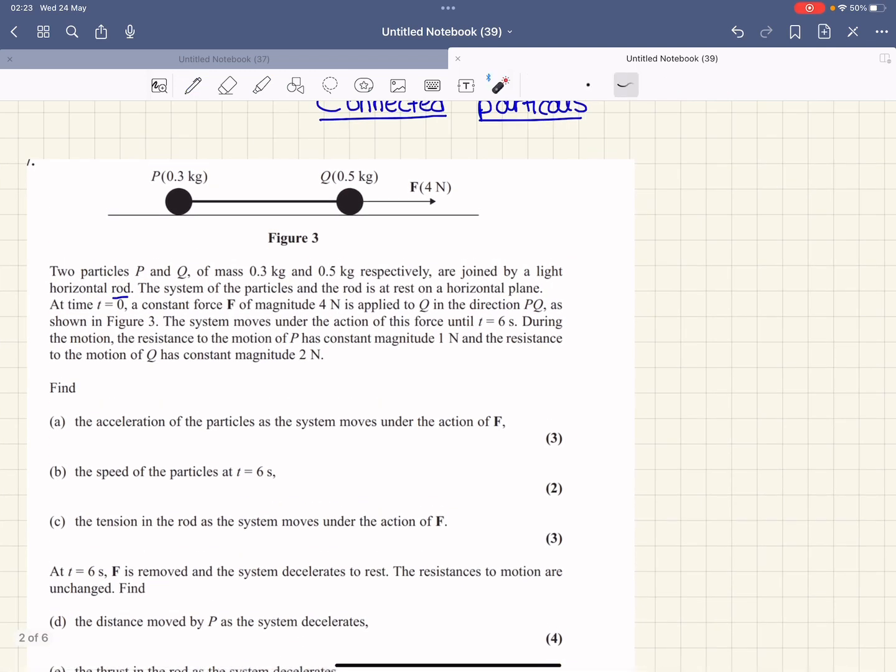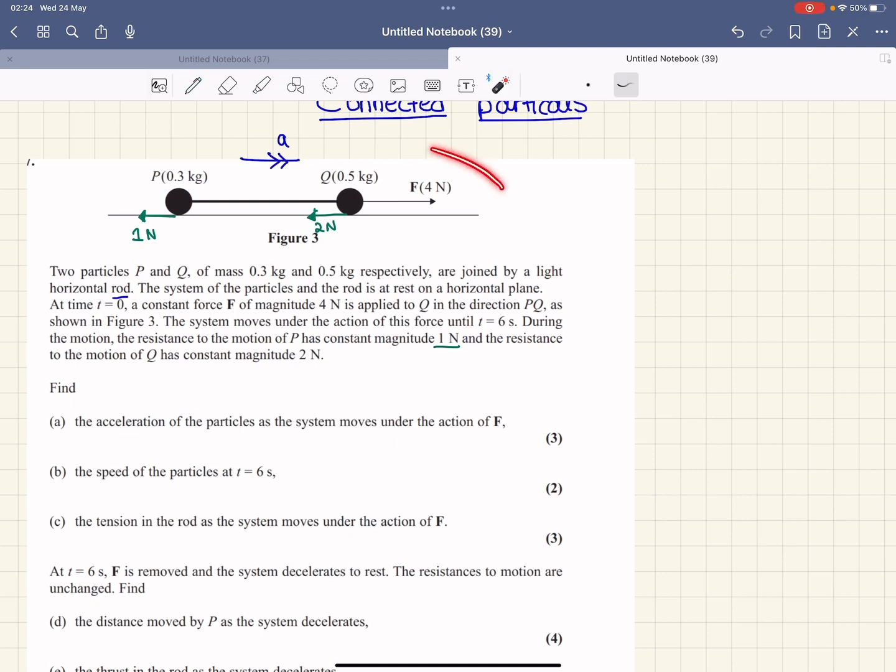So in this question, if I'm giving a force of 4 Newton this way, the particle is about to accelerate that way. So if it's accelerating that way, then the resistance has to be on the opposite side to the motion. So P has 1 Newton resistance, so 1 here, and then Q has 2 Newtons resistance there. So the diagram is now complete. Question is acceleration.